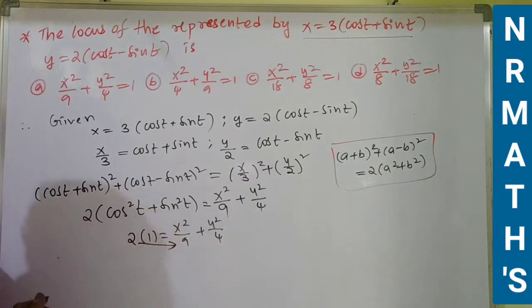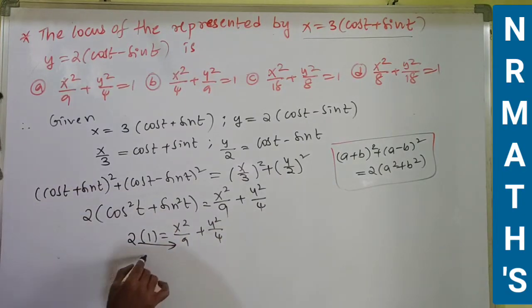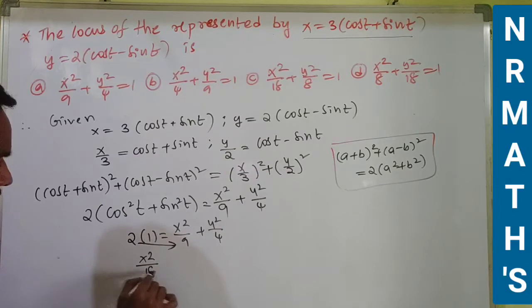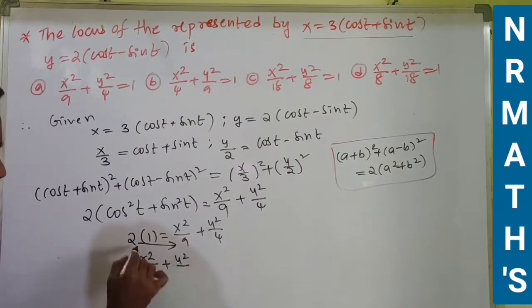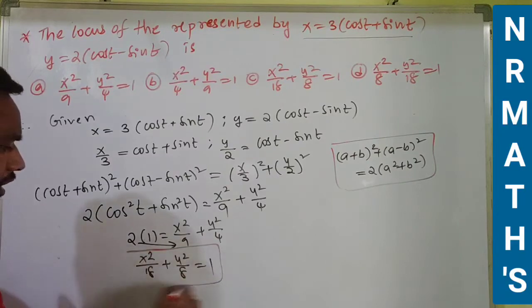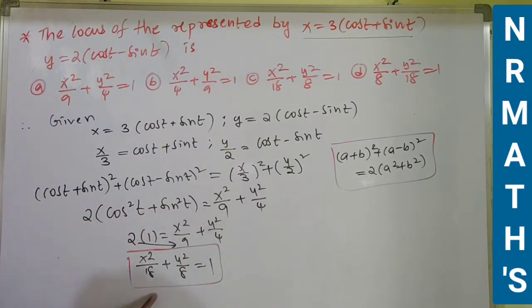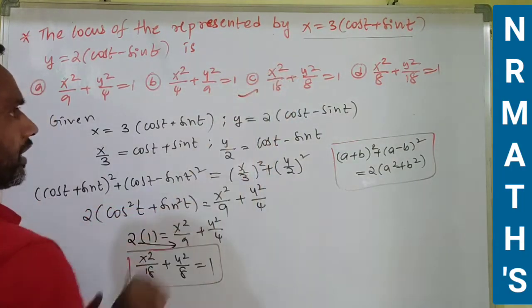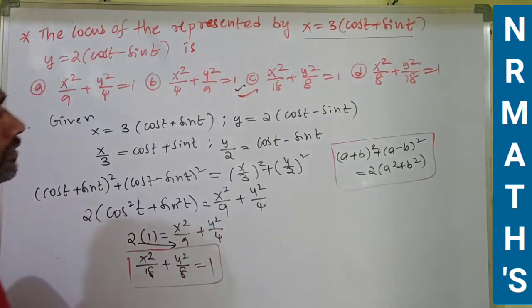I multiply the denominator here. That means x square by 2 into 9 is 18 plus y square by 2 into 4 is 8 is equal to 1. So the required locus is x square by 18 plus y square by 8 equal to 1. Option C is the answer: x square by 18 plus y square by 8 equal to 1.